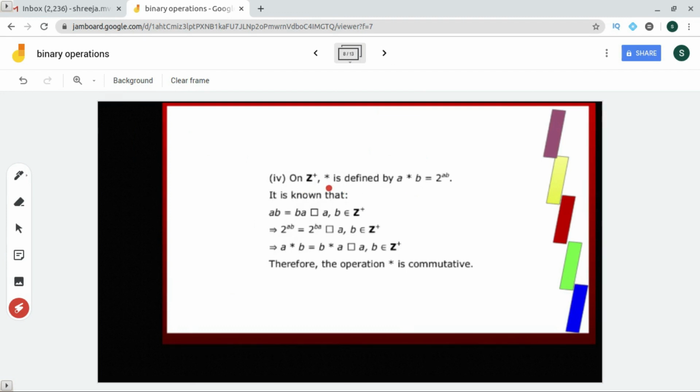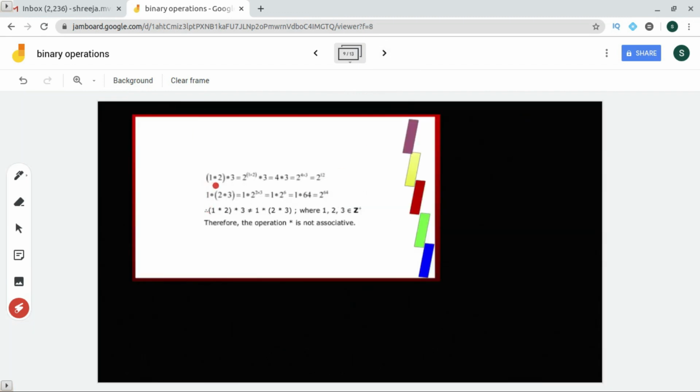Now on set plus, star is defined by A star B equal to 2 raised to AB. Now A star B is 2 raised to AB, B star A is 2 raised to BA. 2 raised to BA is equal to 2 raised to AB. So B star A is equal to A star B. So star is commutative.